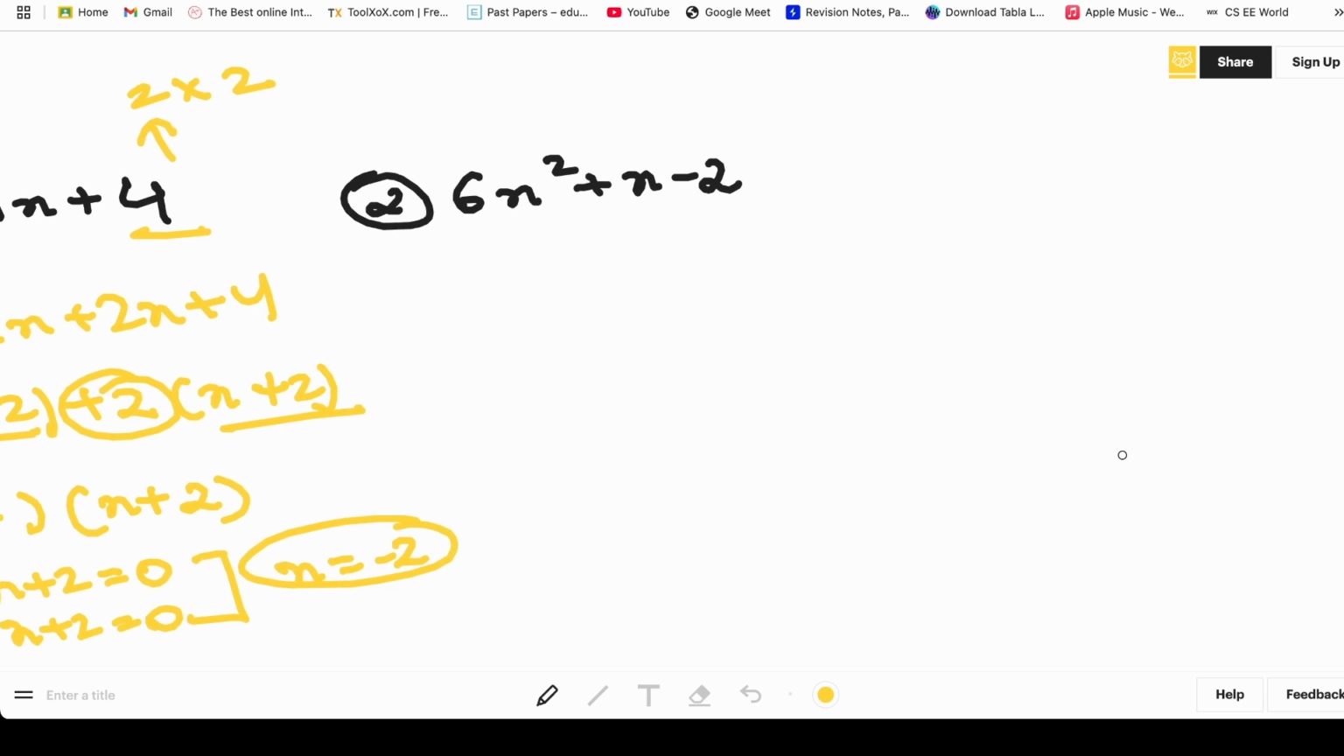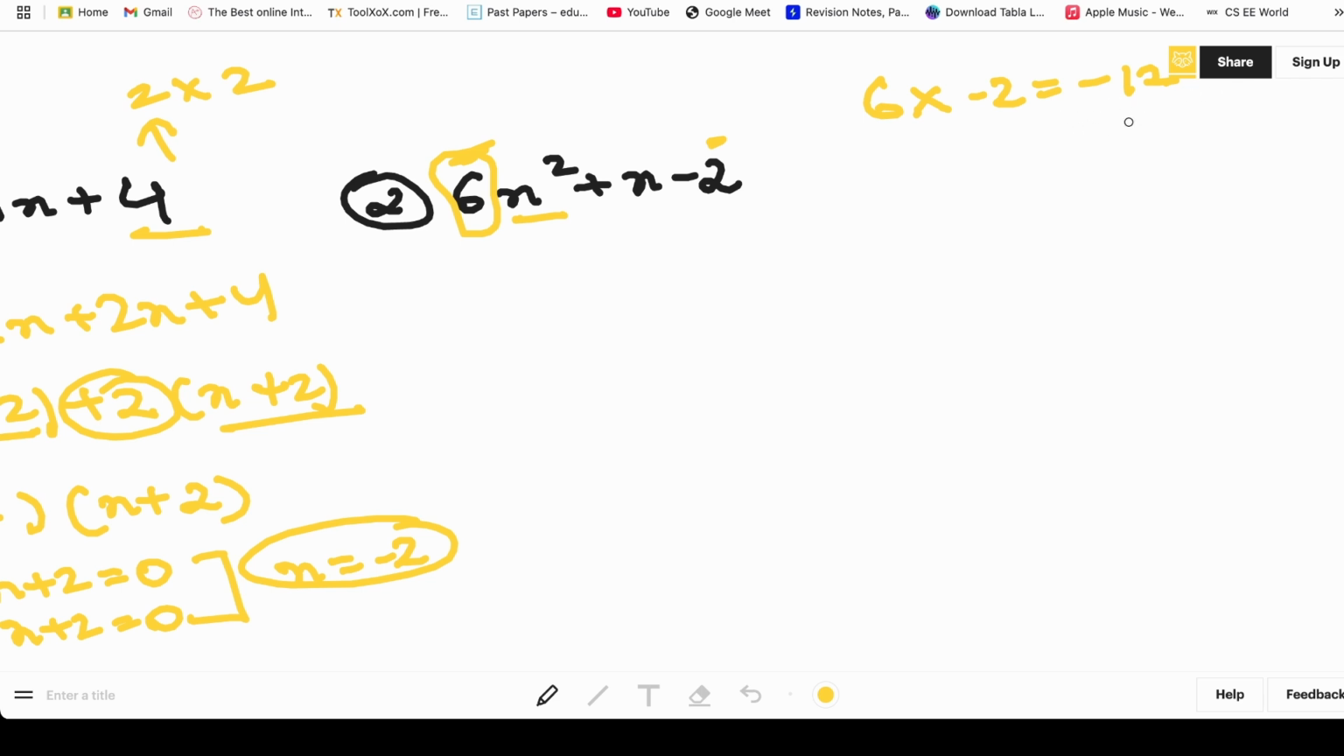Let's see the second example. Now this is a special case because x square's coefficient is not 1 here. X square's coefficient is 6. So in these kinds of cases, we multiply the 6 with the last term, which is minus 2. So 6 into minus 2 will give us minus 12. This is a special case, so please pay attention.